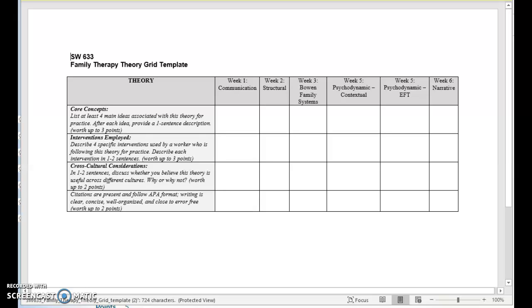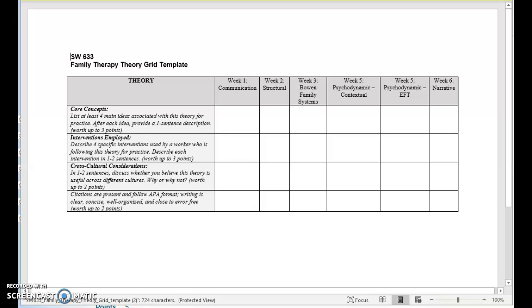Moving on, we have our family therapy theory grid as usual. This week will be on Bowen Family Systems, of course. There's a great deal of Bowen content which can be used within the grid, so hopefully you don't have a hard time at all answering some of these questions. And as usual, upload the continuing document, including the week 1 and 2 content as well.